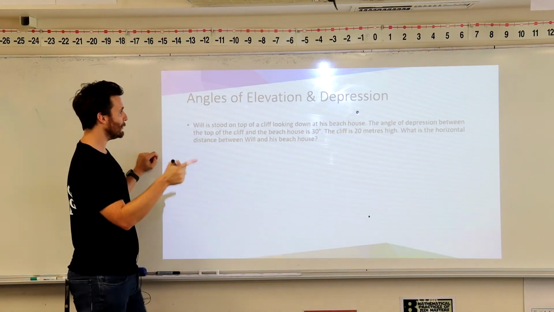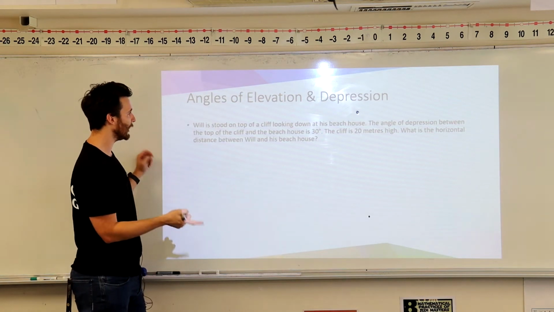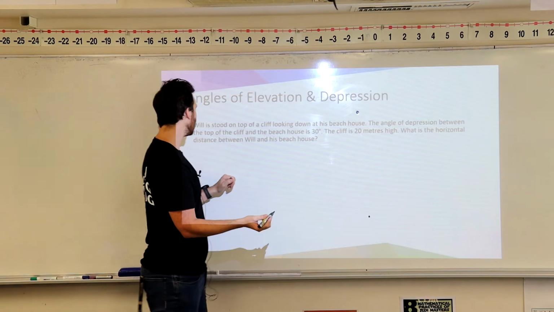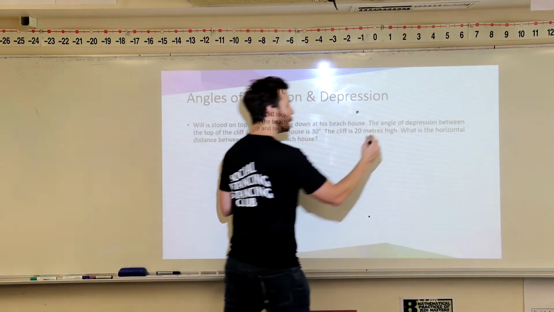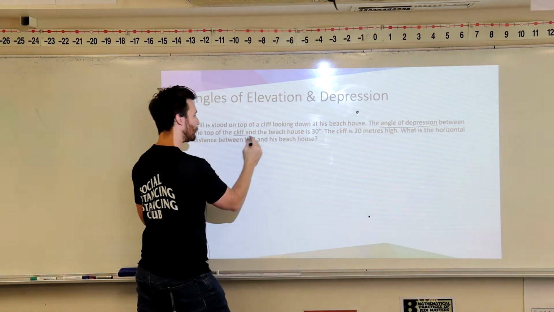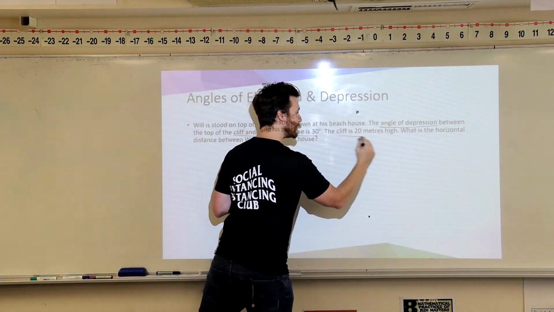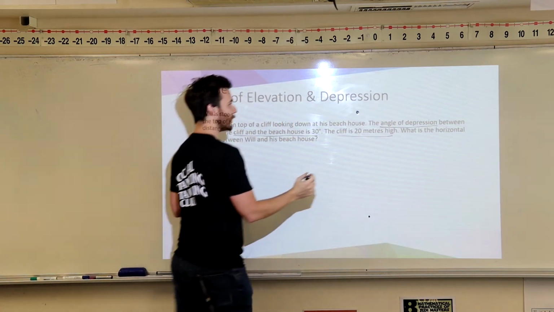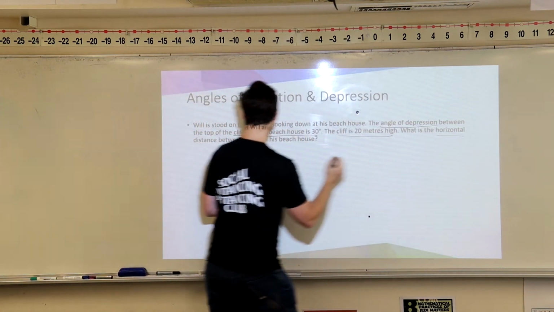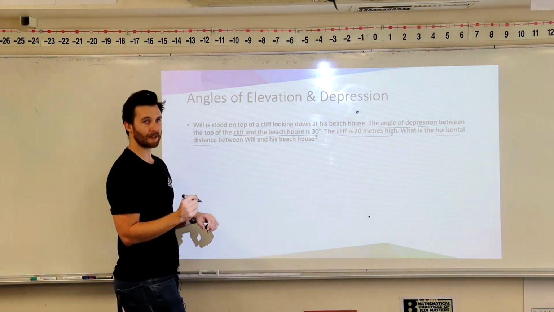The cliff is 20 meters high, and the actual question is, what is the horizontal distance between Will and his beach house? So let's look at the key bits of information that's been given. We know what the angle of depression is between the cliff and the beach house, that's 30 degrees. We've got the height of the cliff, which is 20 meters, and we want to find out the horizontal distance between Will and the beach house.